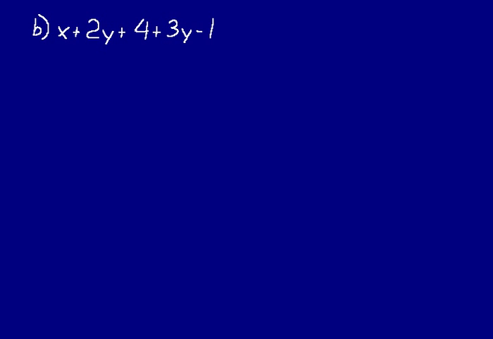Look at practice problem B. Let's simplify this by adding the like terms. And so just look through the problem here. We have an x, we have a 2y, a 4, and a 3y, and a negative 1. Now, the 4 and the negative 1, those are terms, and those are like terms. So let's just put a little blue mark underneath them to remind us that those 2 are like terms. And then we have the 2y and the 3y. Those are also like terms.